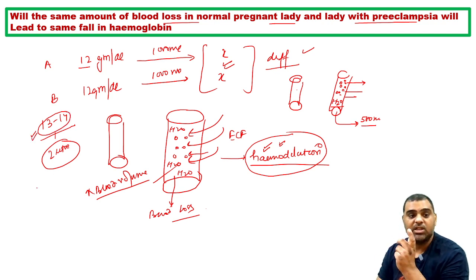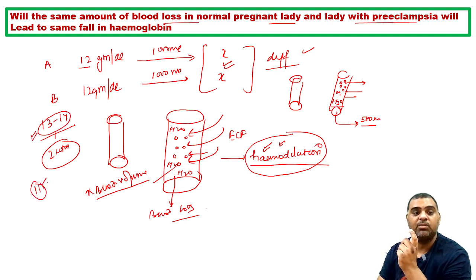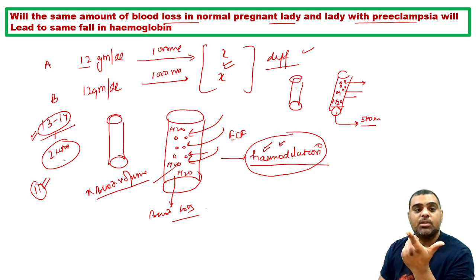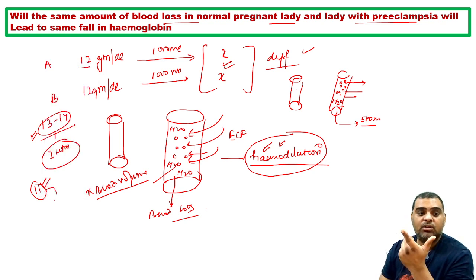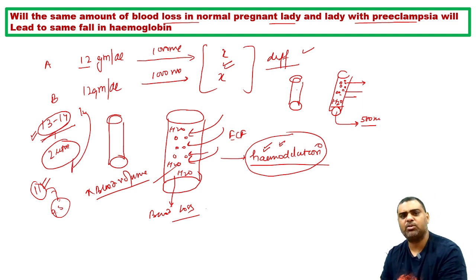Whereas in a normal pregnancy, even an 11 hemoglobin will be good, because a loss of 2 liters from 11 may lead to 9.5. But in 13 or 14, even a loss of 1 liter can lead to 9.5. This is what I'm telling you.